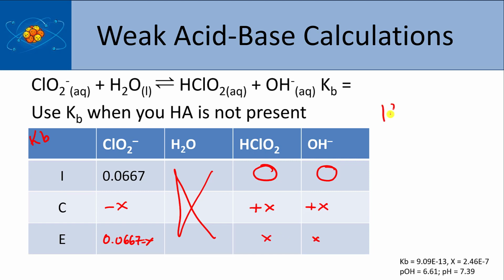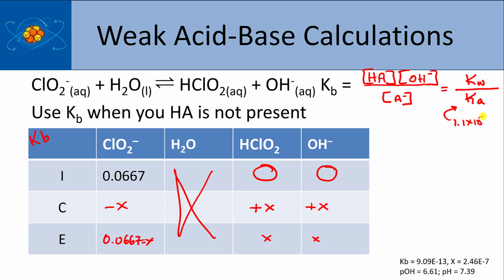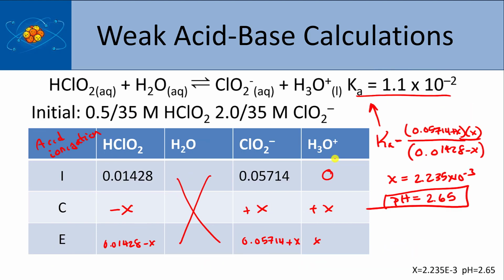And again, this is going to set up like, oh, sorry. I want to write this out too because it's been a while probably since we've seen this. But HA times OH minus divided by A minus. That's your Kb, right? And so that number is Kw over Ka. So you have to go back and plug in for this value 1.1 times 10 to the minus 2. That's from the previous slides right here.